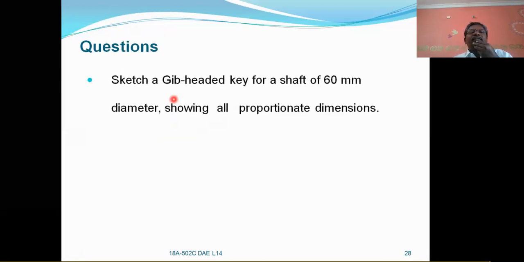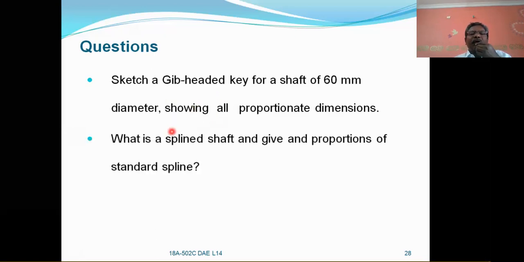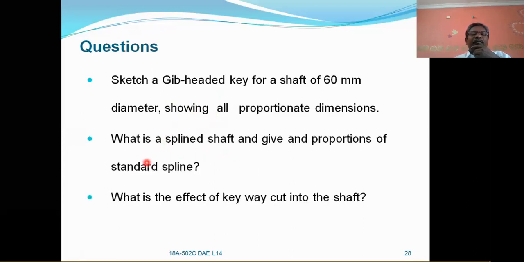Some of the questions: sketch a jib head key for a shaft of 60 mm diameter showing all its proportions. And what is a spline shaft, and give the proportions of spline shafts. And what is the effect of keyway. All these come under the next topic. So friends, so far we have completed this lesson.